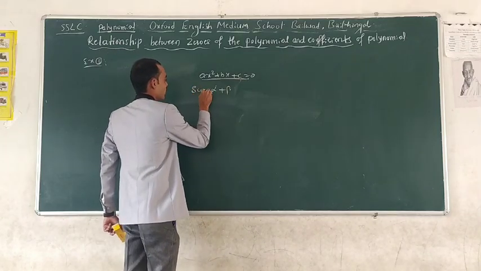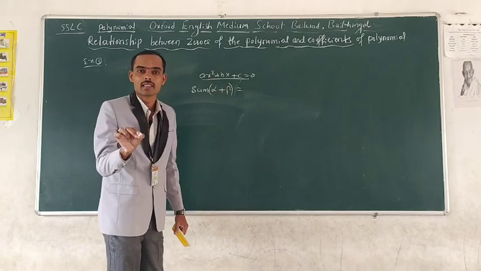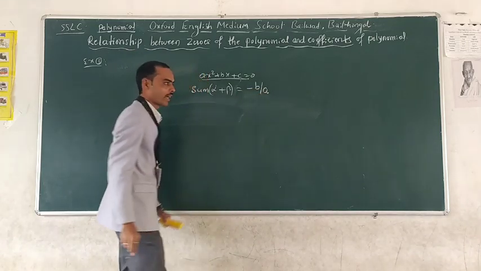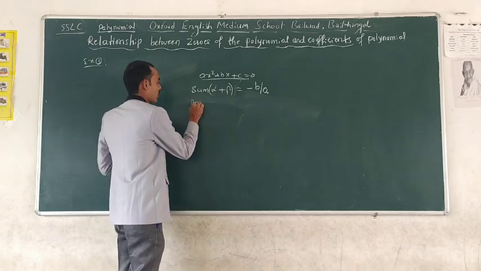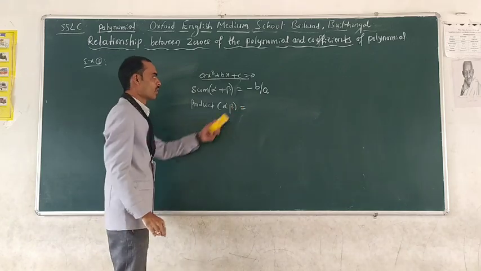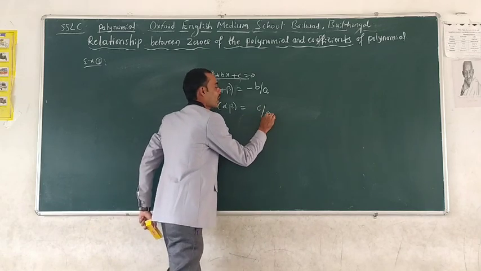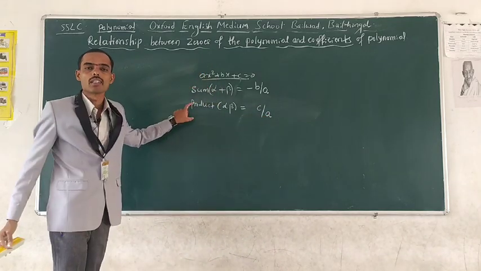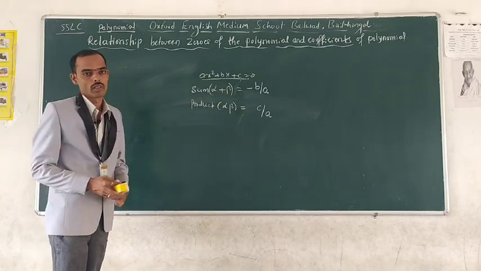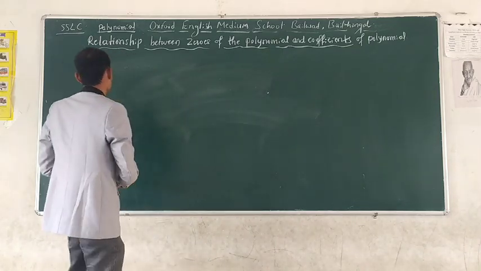The sum of the roots alpha plus beta is equal to, by using the coefficients, minus b by a, and the product of the roots alpha into beta is equal to the constant divided by the coefficient of x square, that is c divided by a. This is applicable only for quadratic polynomials. These are the two important formulae. Just remember these two formulae.